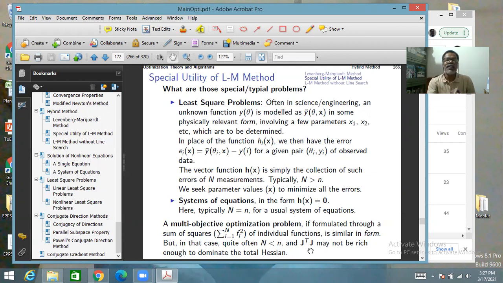Something which we needed to say, that this part is good enough as the Hessian, the second derivative part we don't need, will not be valid anymore. And that is why in this kind of problems, even though the problem looks similar in form, this Levenberg-Marquardt method may not be of great utility.